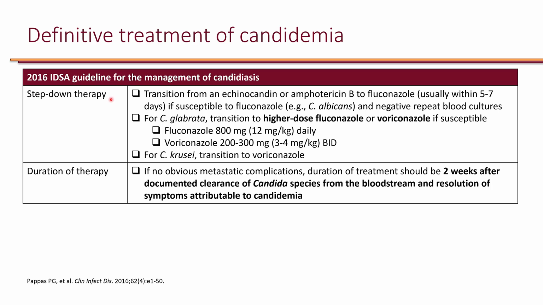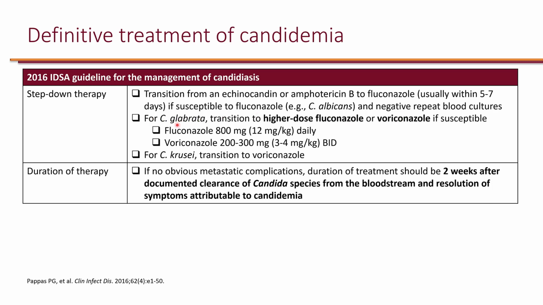Now, the step-down therapy. This typically happens within 5 to 7 days of empiric therapy. Depending on what was used empirically, most patients will be on an echinocandin, or if they were on amphotericin B, you want to transition to fluconazole in order to have an oral agent.